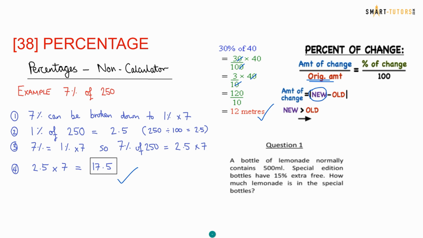Let's do this question. A bottle of lemonade normally contains 500 milliliters, special edition version, 50% extra free. How much lemonade is in the special bottles? So 15%, 15 over 100 times 500. So cut the zero. 15 times 5 is 75 milliliters. So the total volume is 500 plus 75 is 575 milliliters. That is the answer for the question.